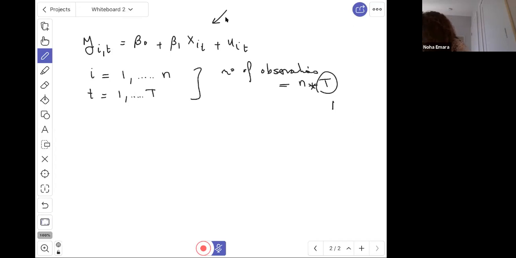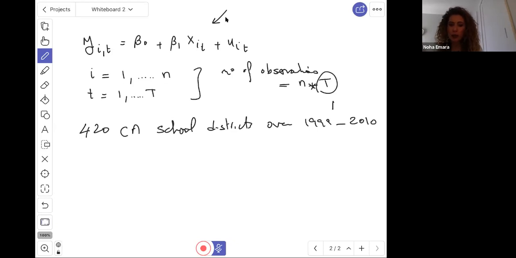Many examples that you can think of. I said Latin America over time, but you can also have 420 California school districts over the period 1999 all the way up to 2010, any number. Again, this is an example of multiple cross sections and multiple points in time. I'm sorry, my handwriting is crazy.